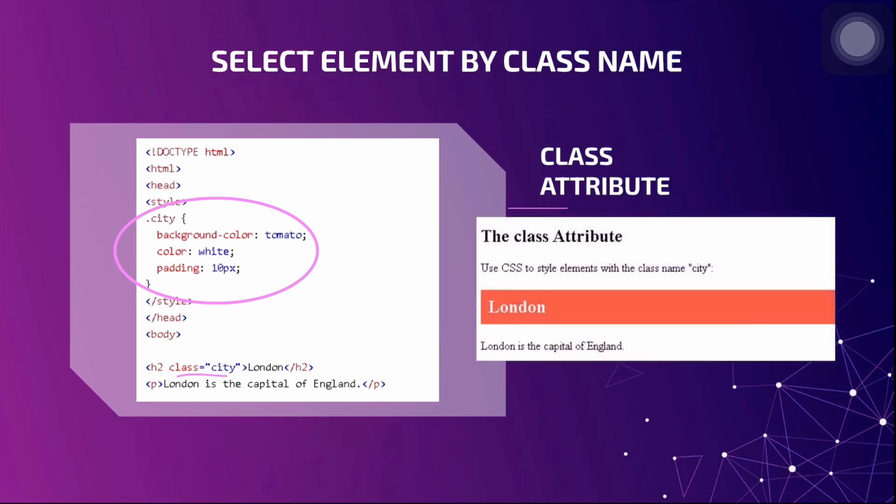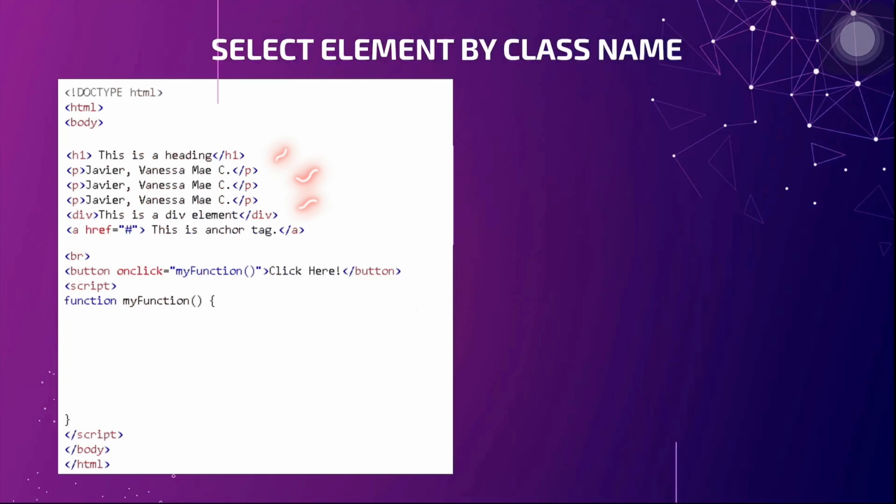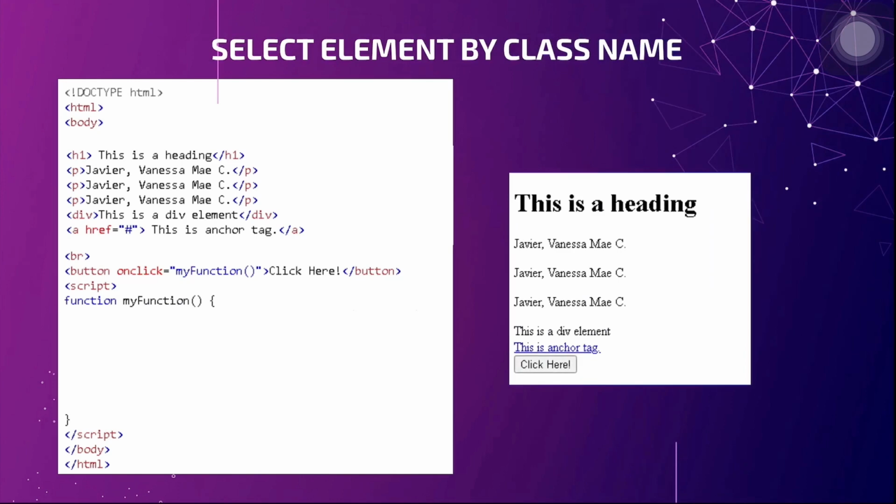So mao na din iyang result. So in this example, as you can see, naa tay 6 different elements: heading, paragraph, div element, and anchor. Gituyo na ko ni og lahi-lahi to emphasize the difference between the get elements by tag name and get elements by class name. So same ra gyapon earlier ang function sa atong button.